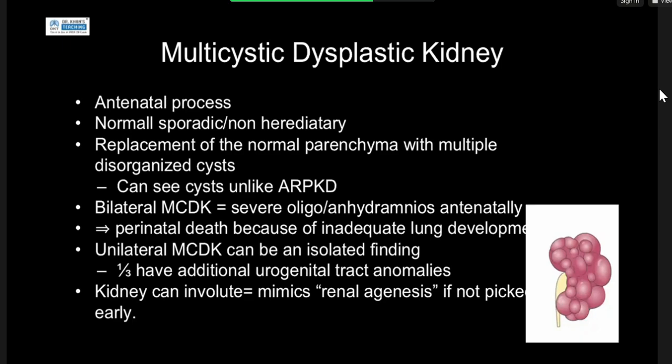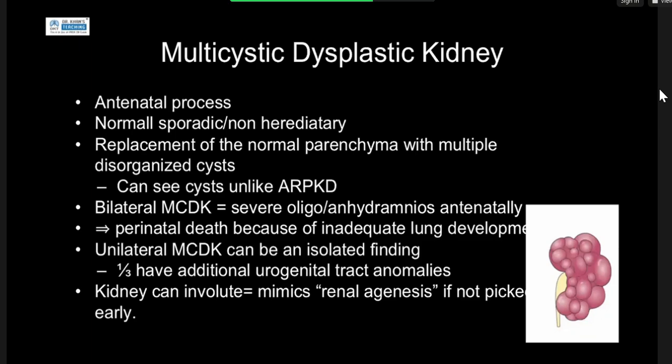And you can actually see the cysts within the kidney, as we saw in the previous case, rather than in autosomal recessive polycystic kidney disease, where often the cysts are too small for you to fully identify them and make measurements. It is normally unilateral because bilateral is a really severe abnormality, and you get oligo- or anhydramnios, a lack or absence of fluid antenatally, which leads to inadequate lung development, and then they get perinatal death. So we don't often see kids being born and surviving the antenatal period if they've got bilateral multicystic dysplastic kidneys.